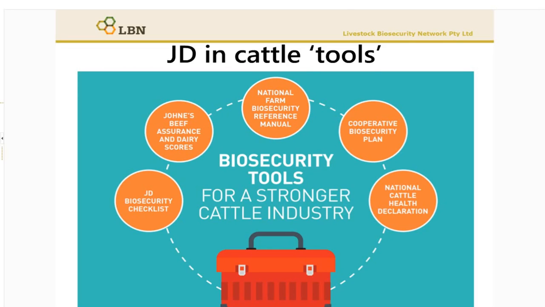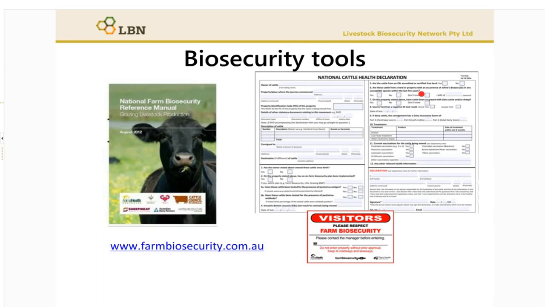The National Cattle Declaration has been updated. It used to be called the National Cattle Health Statement. Now it's called the Declaration, so it implies its importance. It has a section on Johne's disease where you put your JBAS score. There's also the Market Assurance Program and the National Farm Biosecurity Reference Manual, which will help people develop biosecurity plans. So let's go through what the actual JBAS system is.